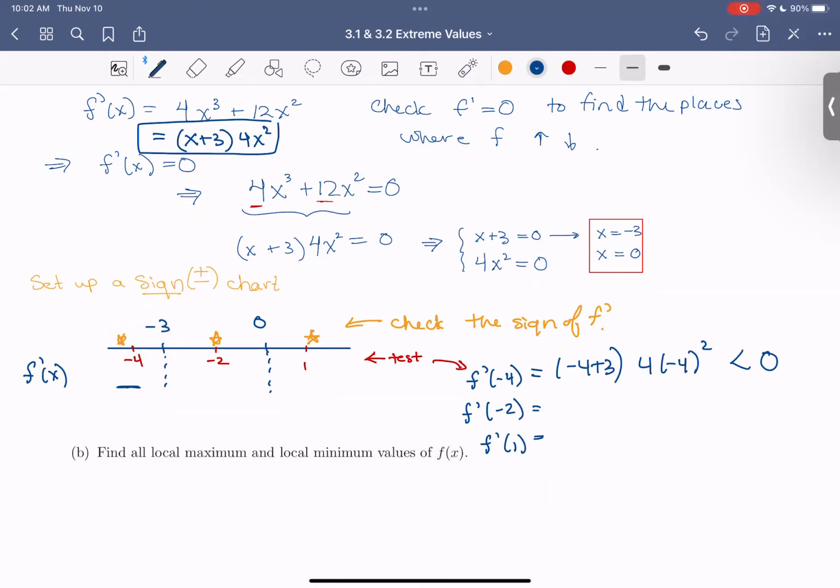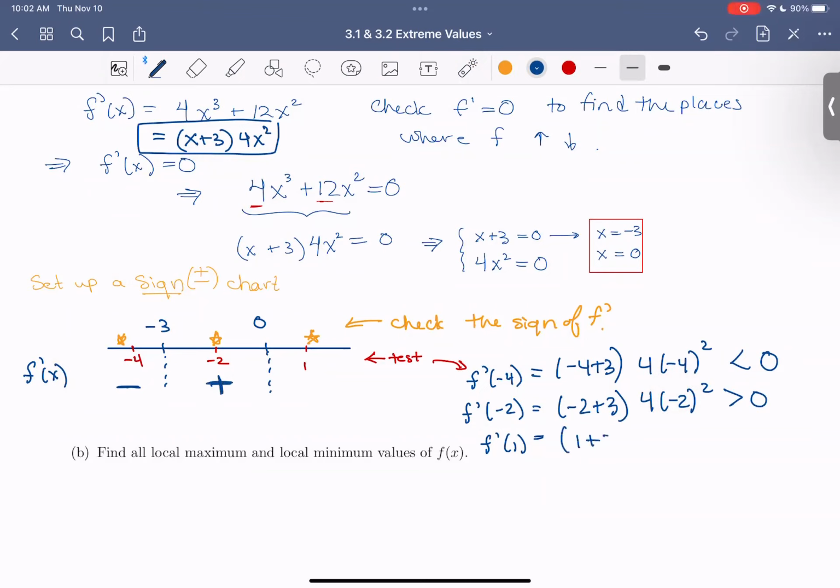Checking the derivative at -2. So I have -2 plus 3 times 4 times -2 squared. What happens here? -2 plus 3 is a positive 1. -2 squared is positive. So I get a positive times a positive, so I get a positive result in the derivative. And then finally checking f prime of 1.